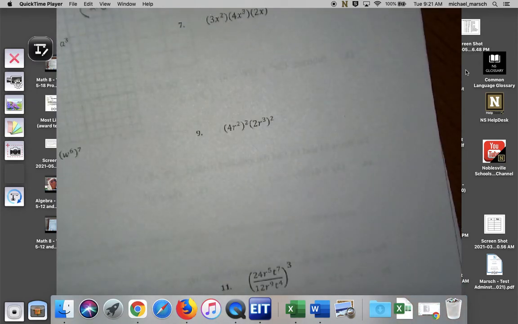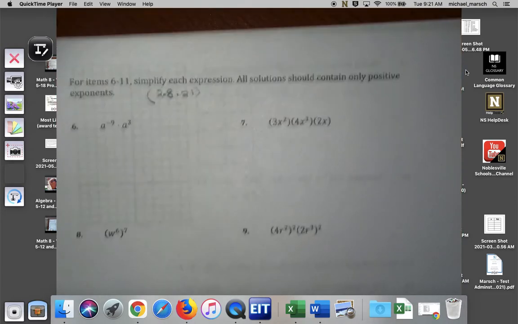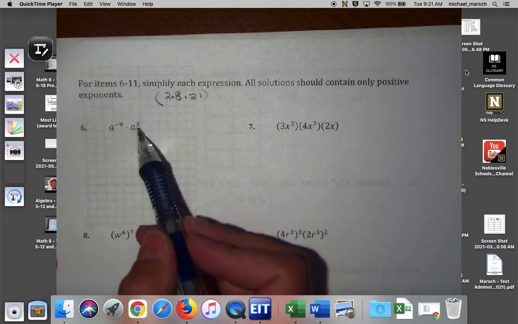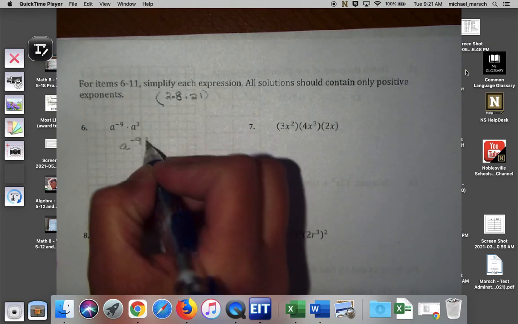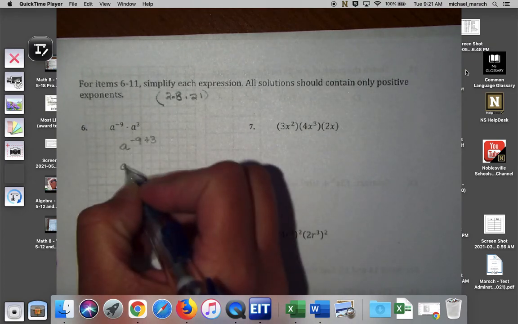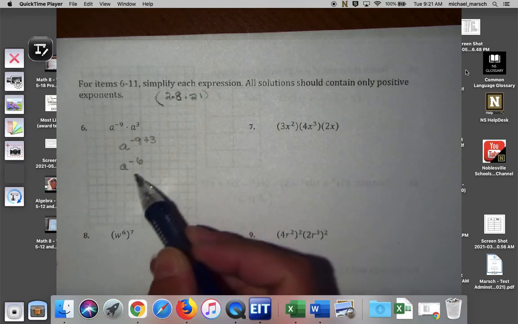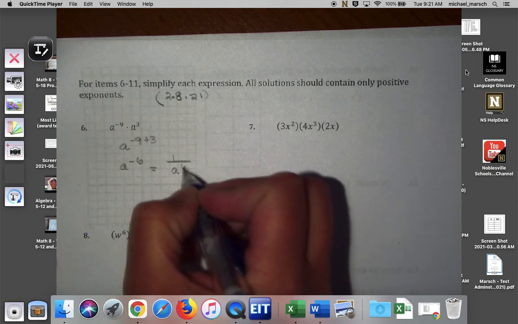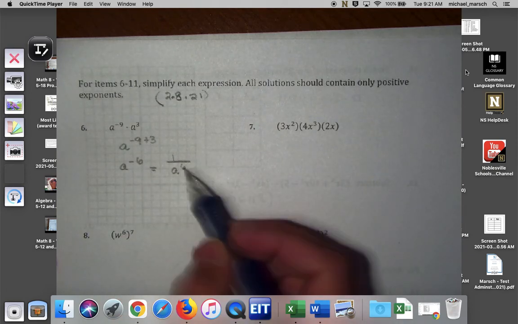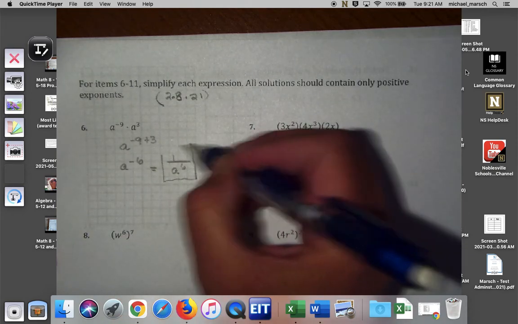All right, moving on to number 6. We have some exponents. This is where we have to kind of refresh our memory on exponent rules. So when we're multiplying and they have the same base, we add these. So we have a to the negative 9 plus 3, which gives us a to the negative 6. We can't leave it as a negative, so we flip it to the reciprocal, and then remember that 6 becomes magically positive, so 1 over a to the 6th.